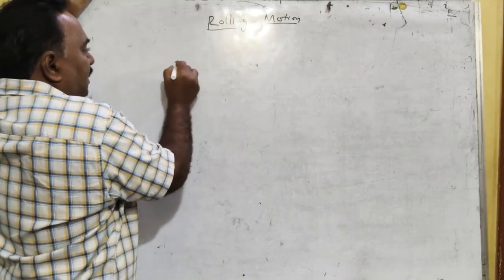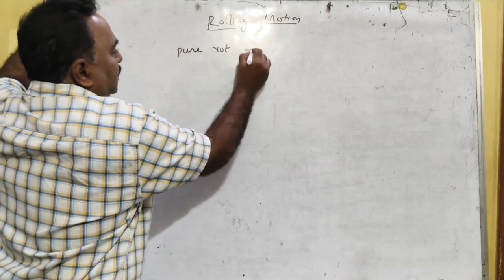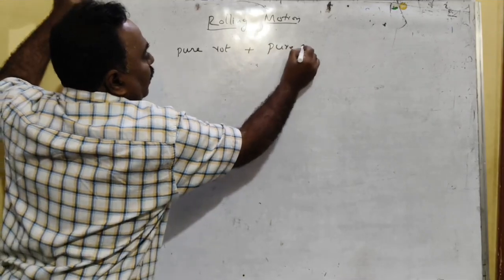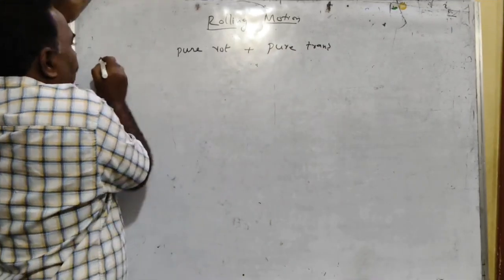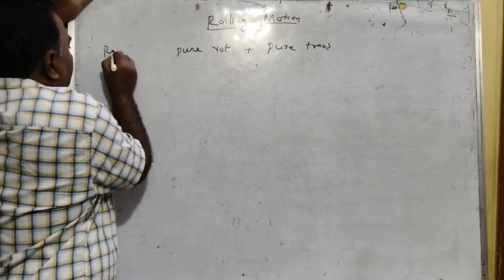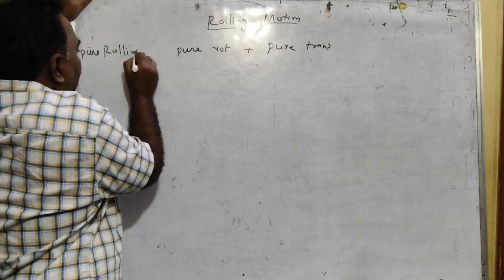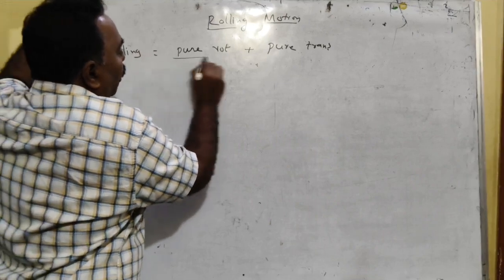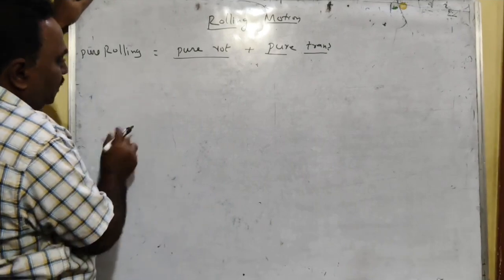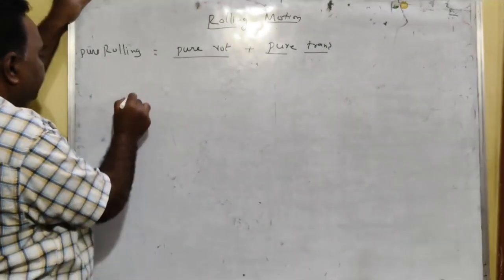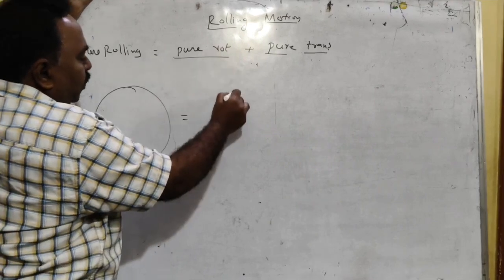Why? Because rolling motion is a combination of pure rotational plus pure translatory motion. That's why rolling motion can be explained, that is pure rolling motion. Pure rolling motion is the combination of pure rotational plus pure translatory. So in case of this rolling motion, first we will understand what is pure rotatory motion.